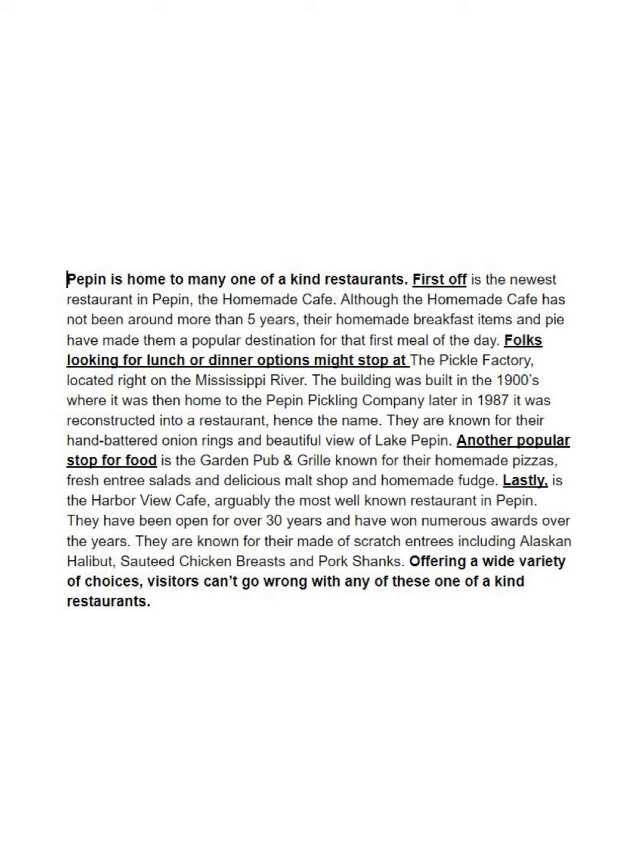Another popular stop for food, so notice another transition, is the Garden Pub and Grill, known for their homemade pizzas, fresh entree salads, and delicious malt shop and homemade fudge. Lastly is the Harborview Cafe, arguably the most well-known restaurant in Pepin. They have been open for over 30 years and have won numerous awards over the years. They are known for their made-from-scratch entrees, including Alaskan halibut, sautéed chicken breasts, and pork shanks. So there I talk about the last restaurant.